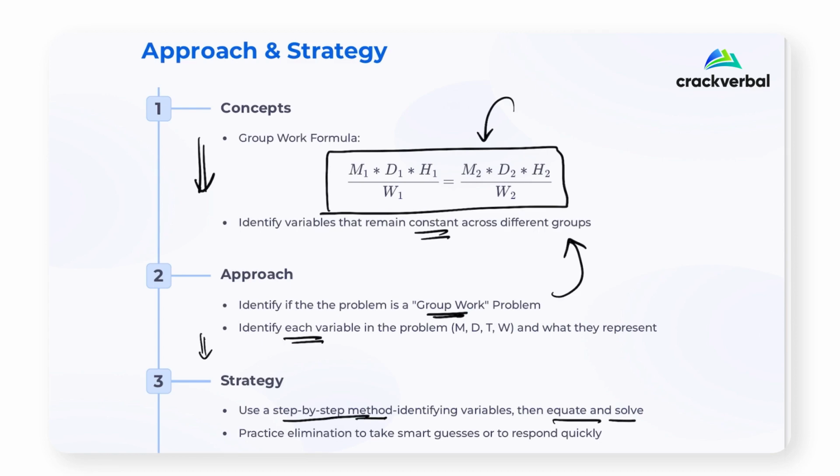Make sure that irrespective of whichever rate question it is, try eliminating the answer choices to take smarter guesses or to recognize the correct answer in a lesser amount of time. In fact, like I mentioned, guessing is also a strategy. Alright, so this is about the concept, approach and strategy on the GMAT area of group work.